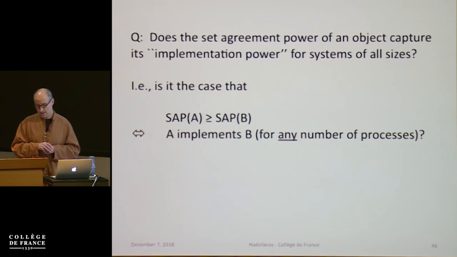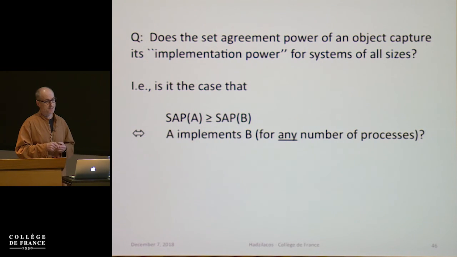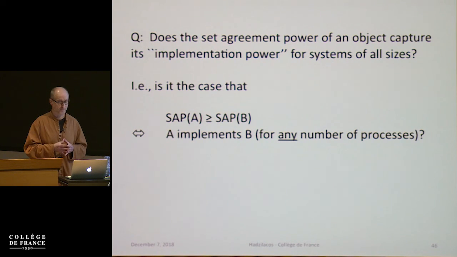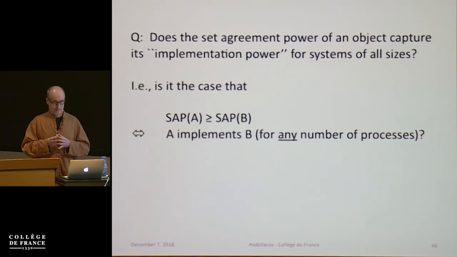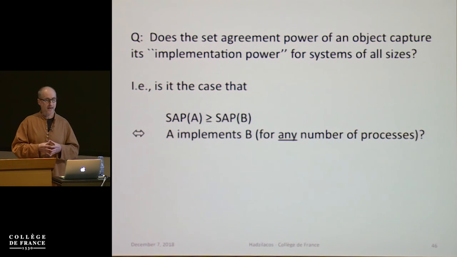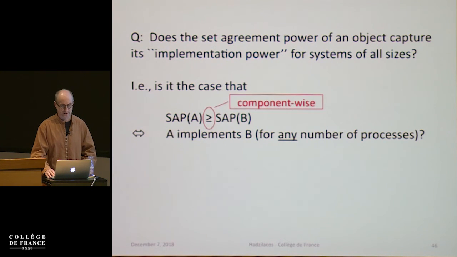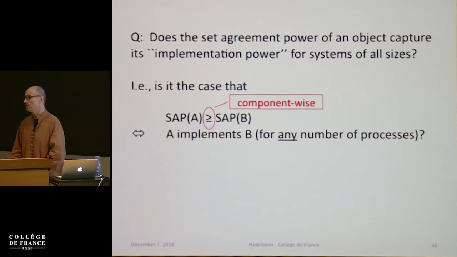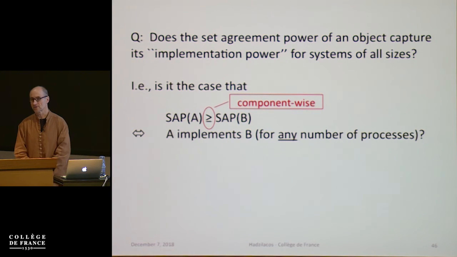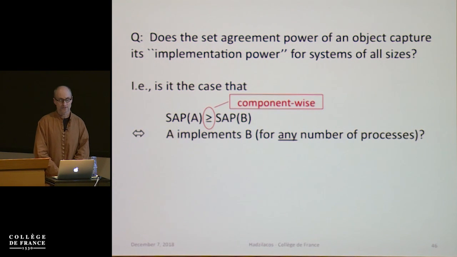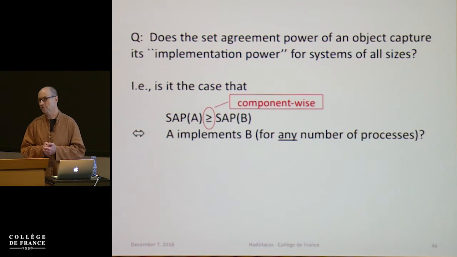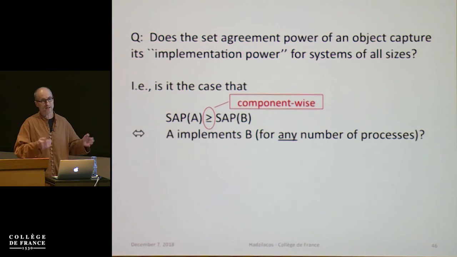So again, to make this more formal, I could say, is the set agreement power of object A greater than or equal to the set agreement power of object B, if and only if A implements B for any number of processes? Now, I have to tell you what I mean by greater than or equal to now, because these are infinite vectors, not integers. Well, I mean component-wise comparison. I mean that the kth component of the first vector is greater than or equal to the kth component of the second vector.